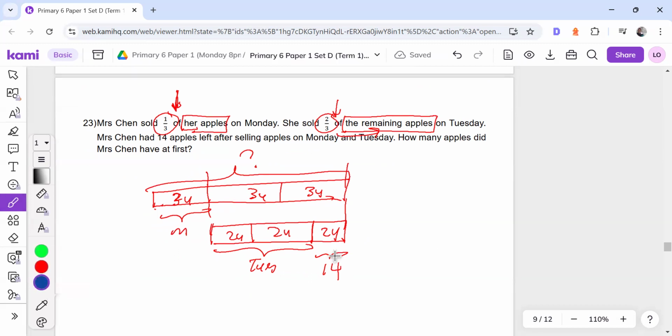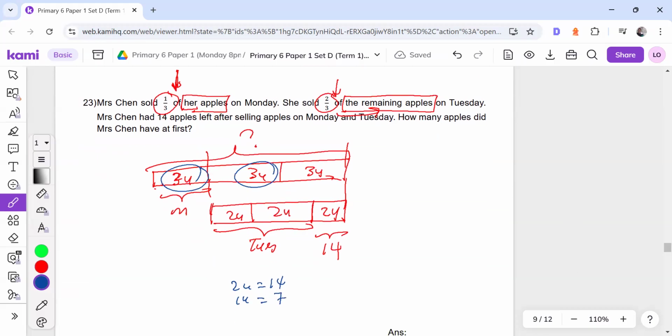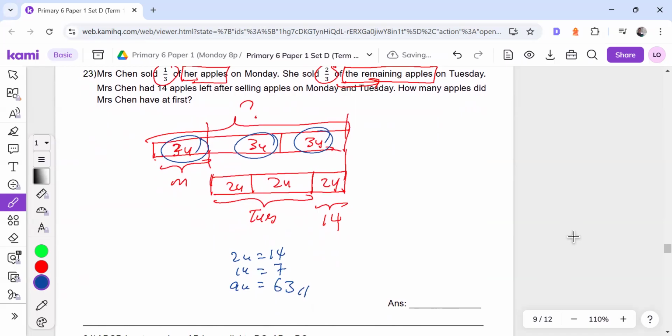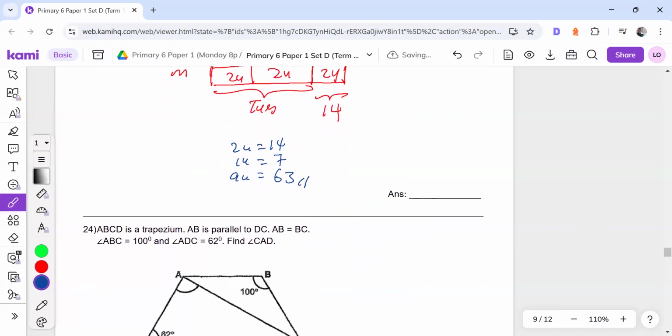Yeah, I can solve. So I can see 2 units is 14, 1 unit is 7. Then you count the units here. There are 9 units. So 9 times 7, 63. Is your answer 63? Correct? Those who didn't get it correct, then this is a P5 question, so must know how to draw the model. This is going to be quite common. Okay, let's go on to the next one.